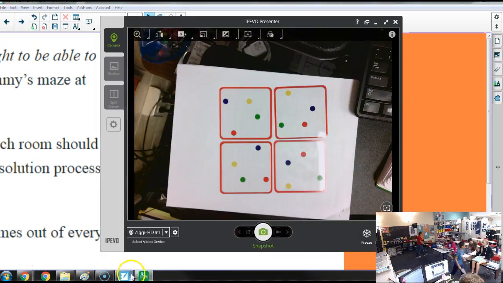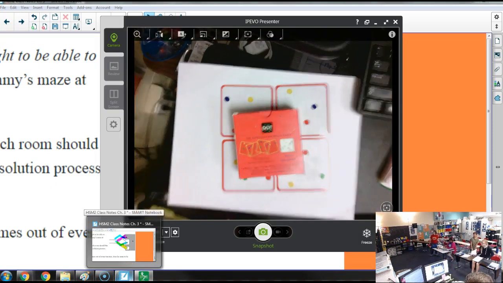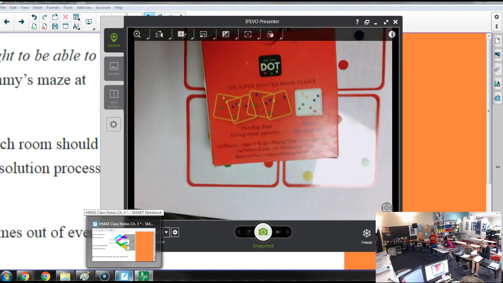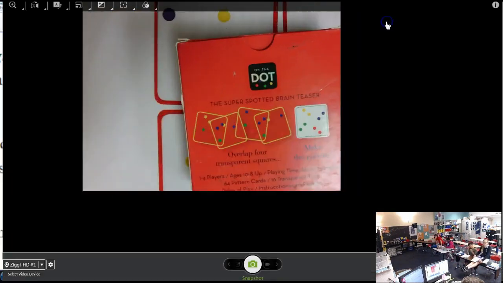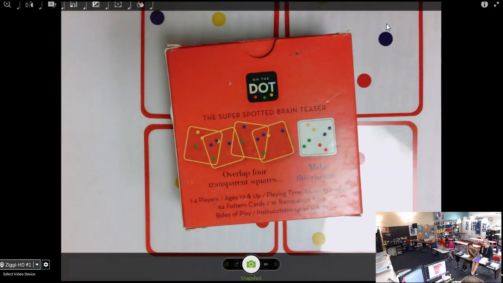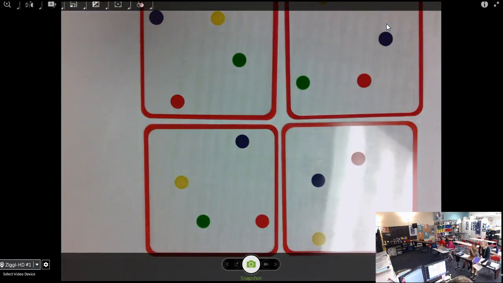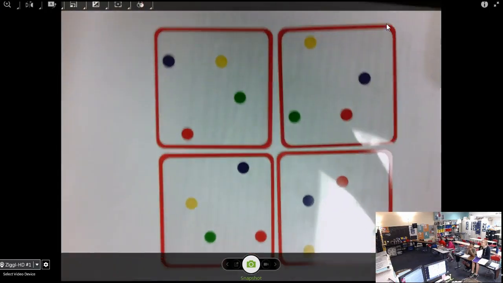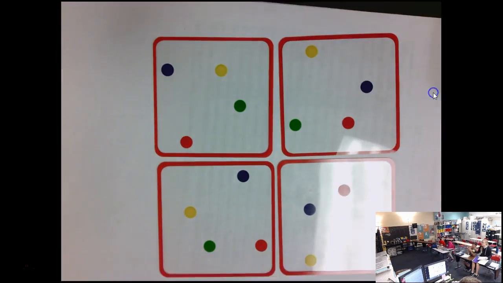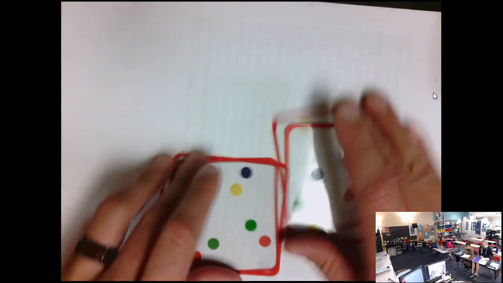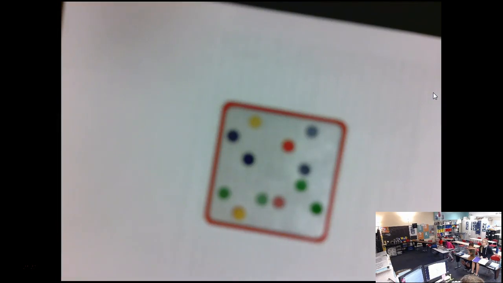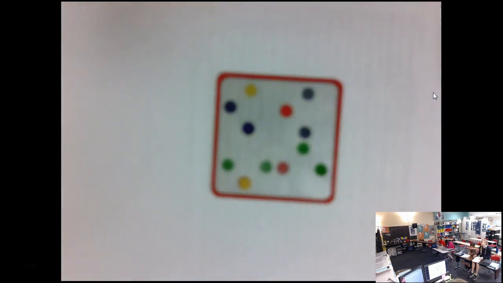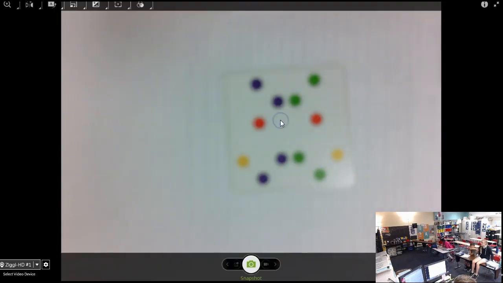So the last thing I want to show you guys is a game called On the Dot. On the Dot is a game where each player has the same four transparent squares. So the whole game is layering your squares to make one dot pattern. Now it is not any old dot pattern. It is a specific dot pattern that everyone is trying to make at the same time.